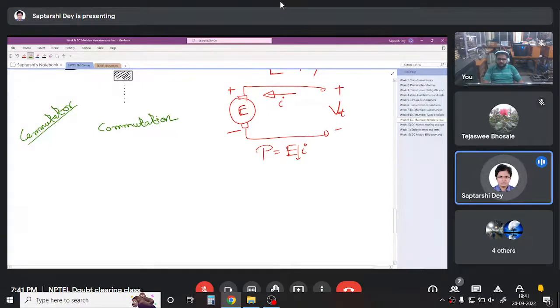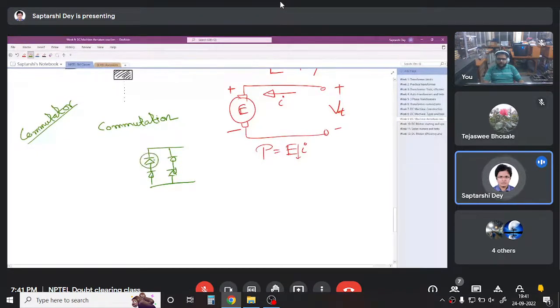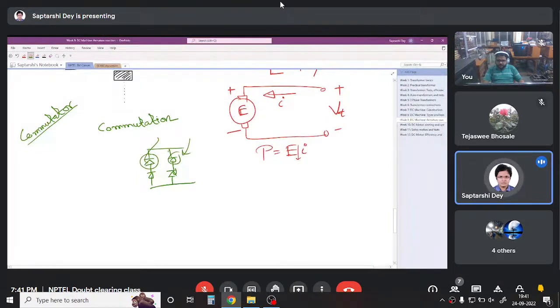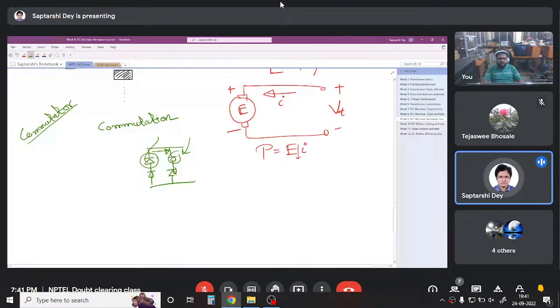Say, for example, you must have studied diode rectifiers. When one diode turns off, another diode turns on, the current commutates from this arm to this arm. We call this commutation. So this commutator, what does it do? It helps in commutation of the armature winding. Commutation means changing of direction of current in the armature winding.